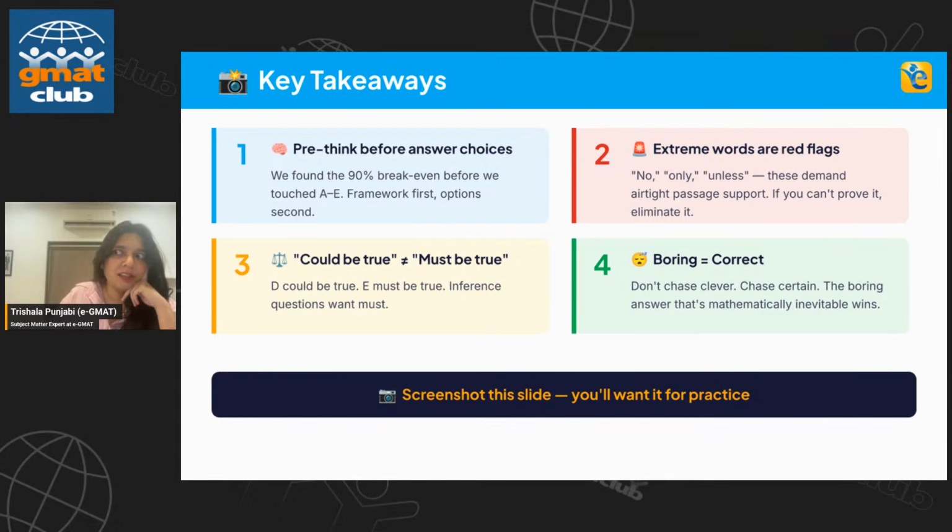In strengthen and weaken assumption, sometimes you'll find an aha moment, like, oh wow, this is such a smart answer. In inference, it'll be like, okay, this is just the most obvious answer based on what the passage has said.